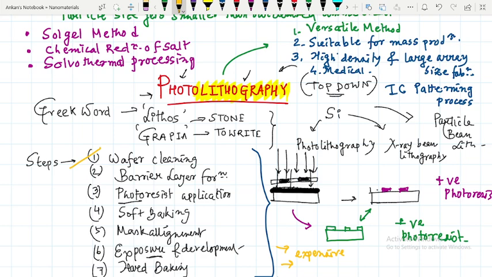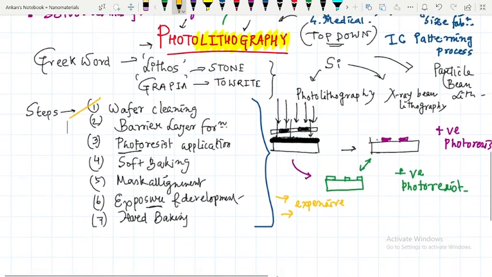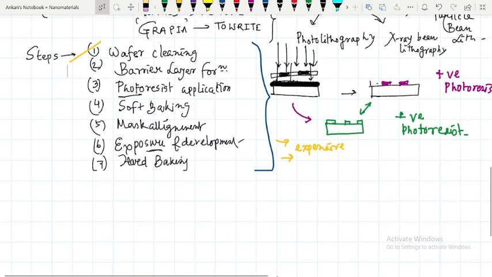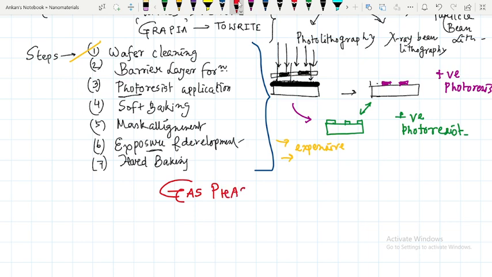The next stage of preparation was gas phase condensation. So I will discuss the top down and bottom up techniques alternately. In the previous section, that is the photolithography technique, I discussed the top down approach. Now I am going to discuss some of the oldest bottom up approaches, which is known as gas phase condensation.